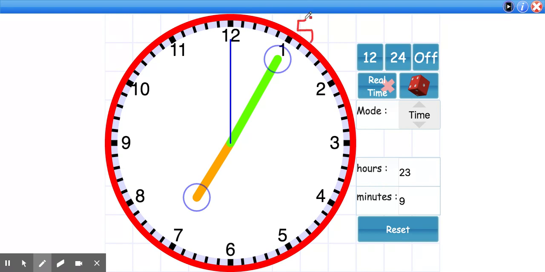So this is 5. Ooh, let me get a different color so it's a little easier to see. Sorry, guys. Okay, 5, 10, 15, 20, 25. This one I'm going to have to put up here. 30.